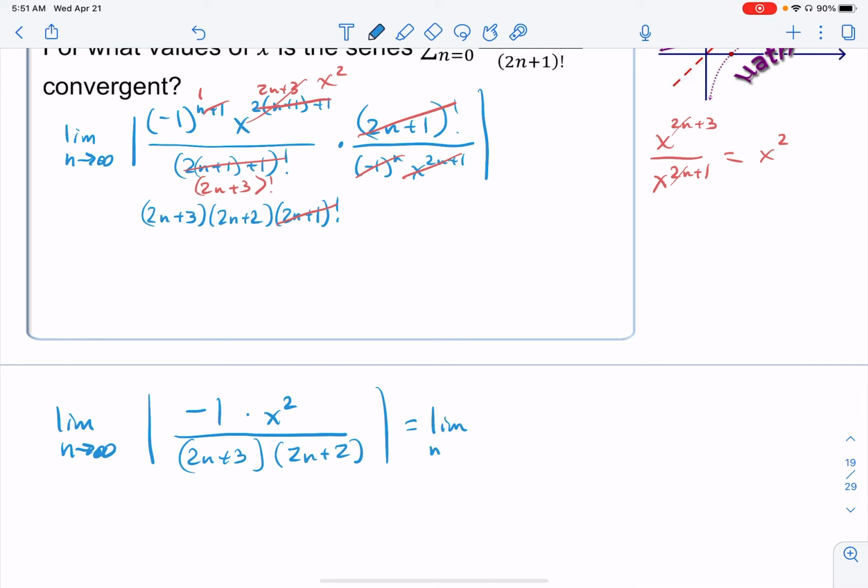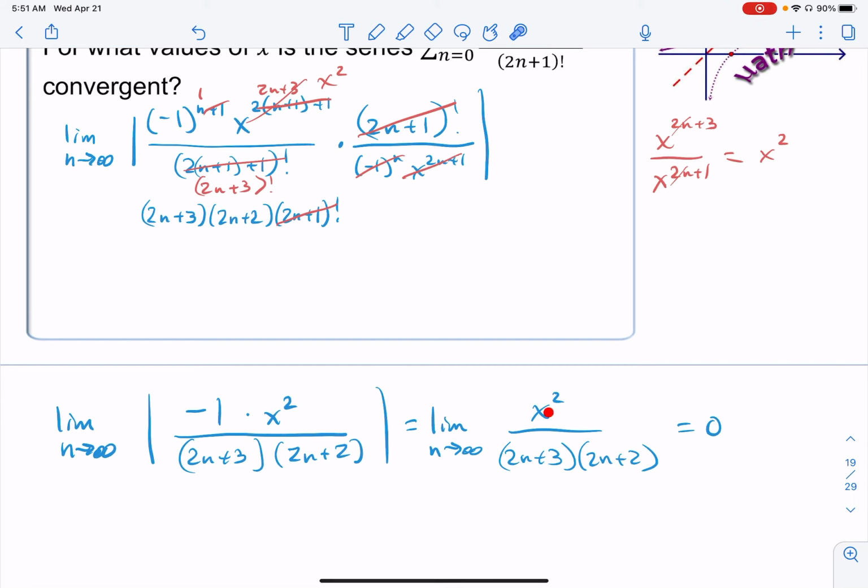So the limit as n goes to infinity, negative 1, get rid of it, x squared over 2n plus 3 times 2n plus 2. Okay, so remember that the variable for the limit is n. It doesn't affect the x squared that's up here. It's only the bottom. x squared stays the same, and these n's just keep getting bigger and bigger and bigger. It's going off to infinity. I take something that stays the same, divided by infinity. This goes to 0.